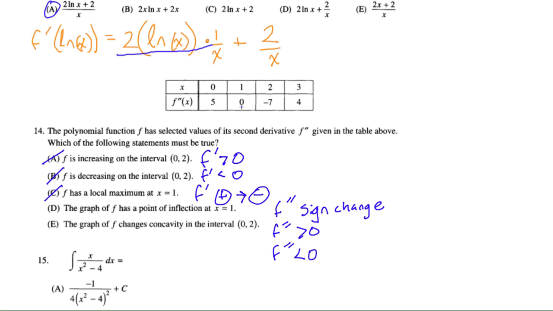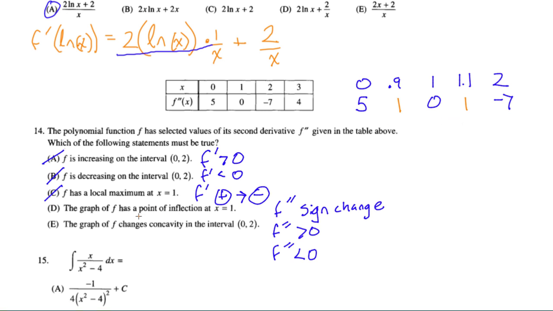So at x equals 1, it looks like it goes from a positive to a negative, but there's a problem. Look at this. I have the values for 0, 1, and 2: 0 is 5, 1 is 0, and 2 is negative 7. But what if it did this? You don't know if there was a sign change or not because we have incomplete information.